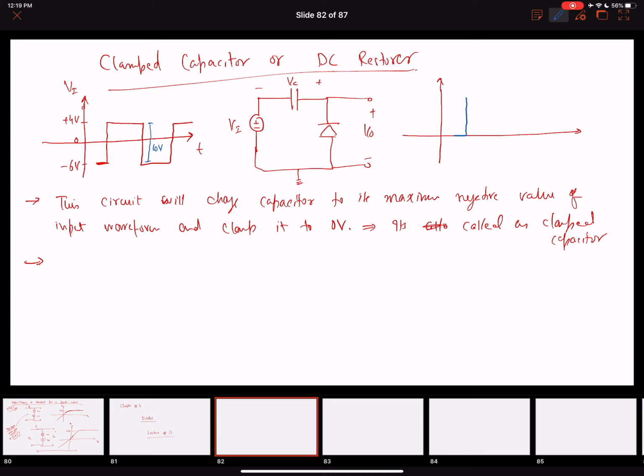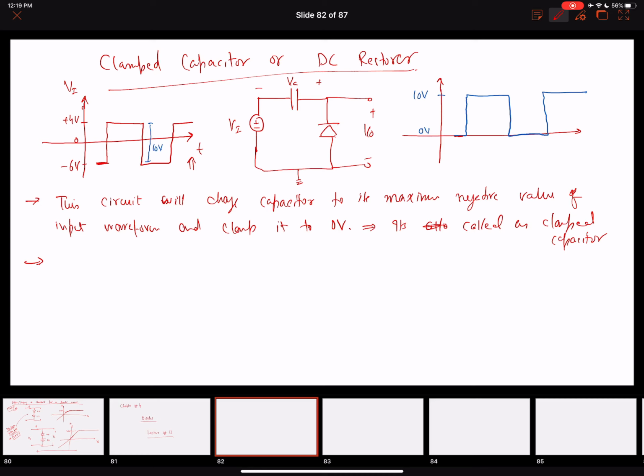This is how the output will look. It is going to clamp it to 0 volts. So this circuit shifted the entire waveform to 0, and this is the new waveform that we got. Notice that the average values of the two waveforms are different. So how does it do that?